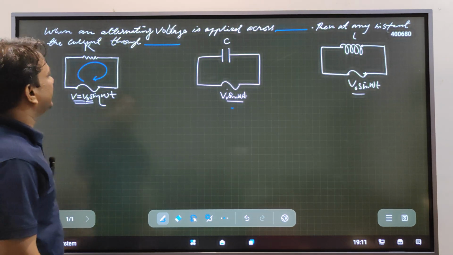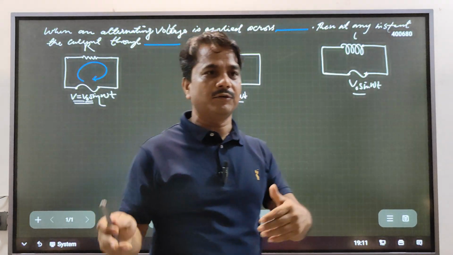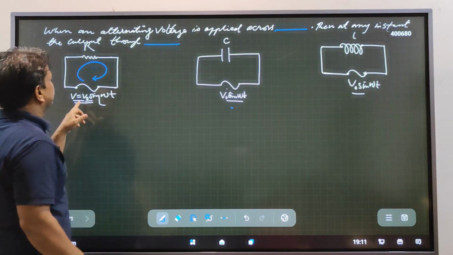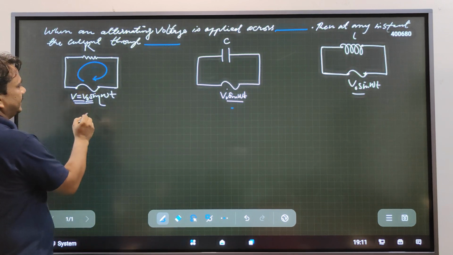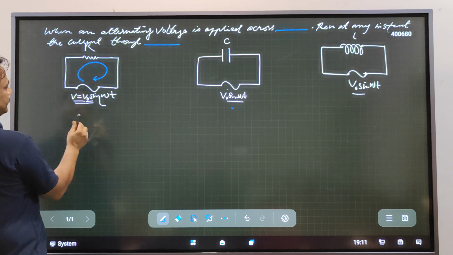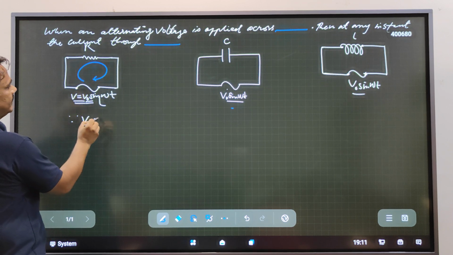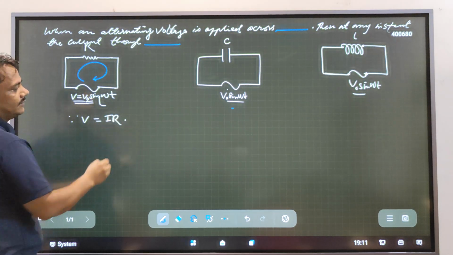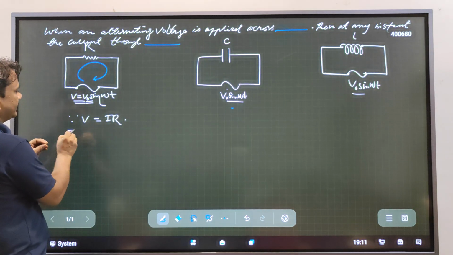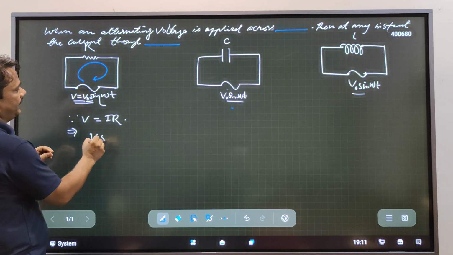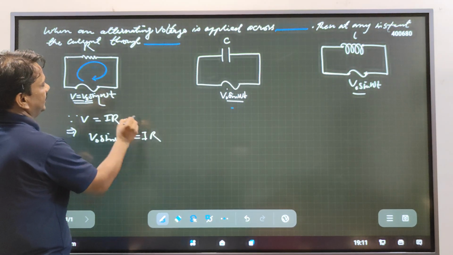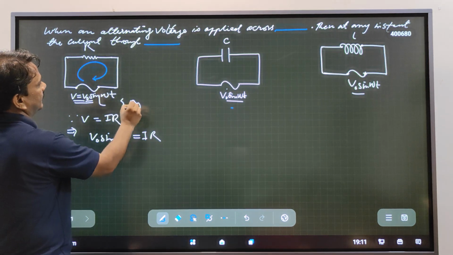By Kirchhoff's law, at any instant we can move across the loop. Look, at any instant the current is given as I. Since V is equal to I into R at any instant, the voltage here will be V naught sine omega t is equal to IR, by Ohm's law.